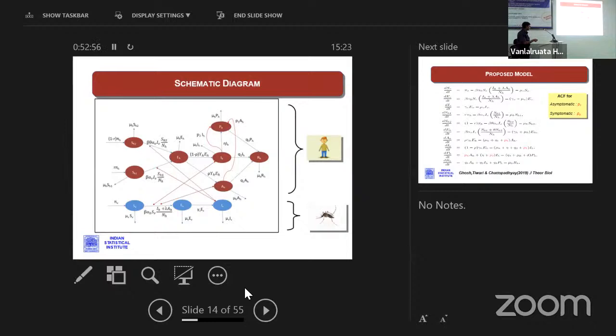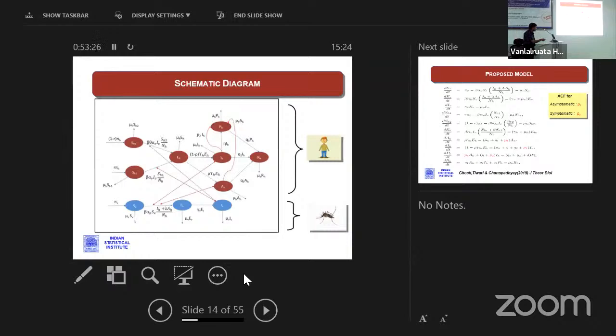They will be exposed when they have an interaction with the infected human or with the asymptomatic, because the asymptomatic people have the disease. Similarly, infected people also have the disease. So when the susceptible vector, the mosquito, has an interaction with the infected one or the asymptomatic one, they will be exposed.